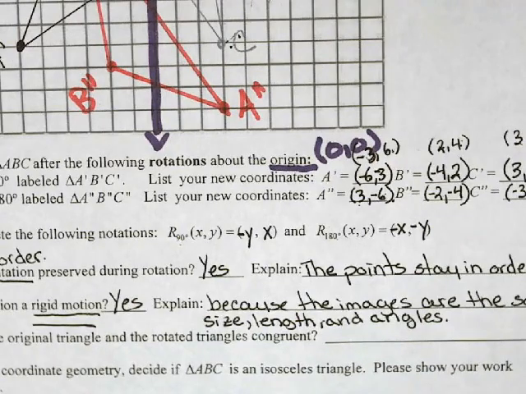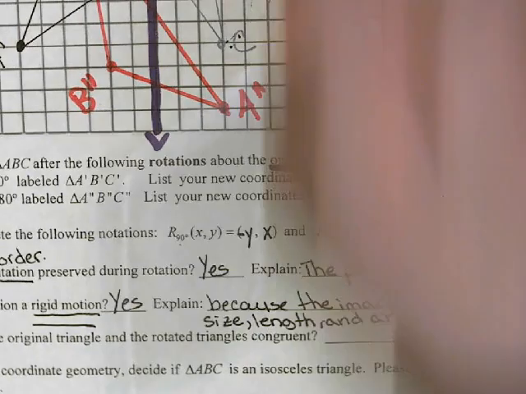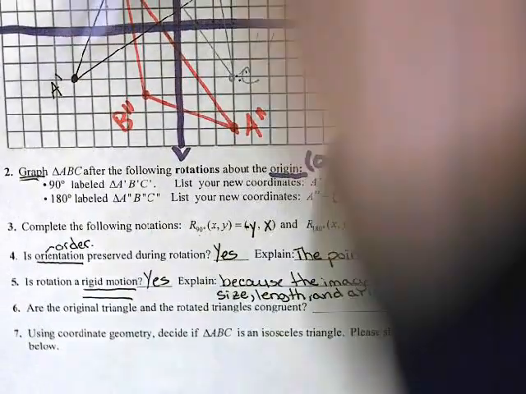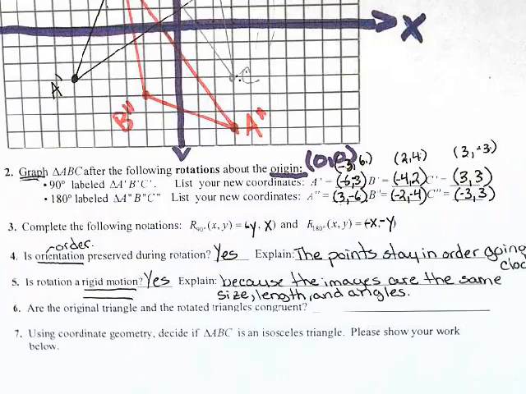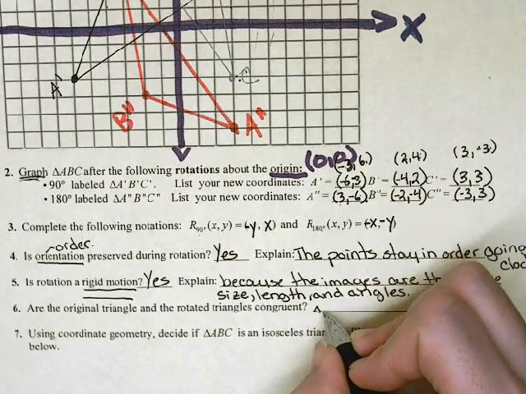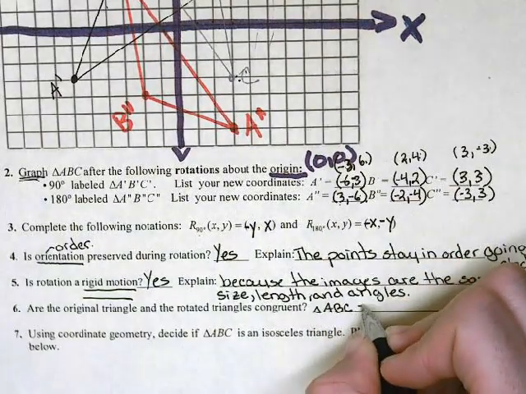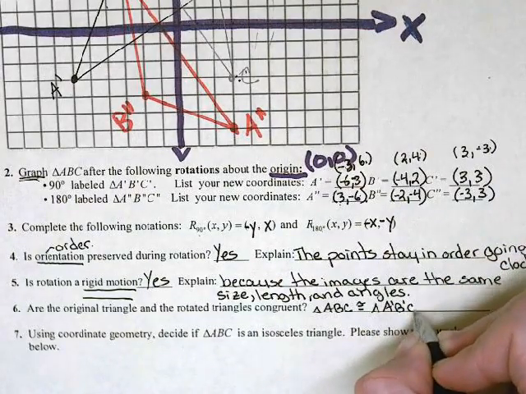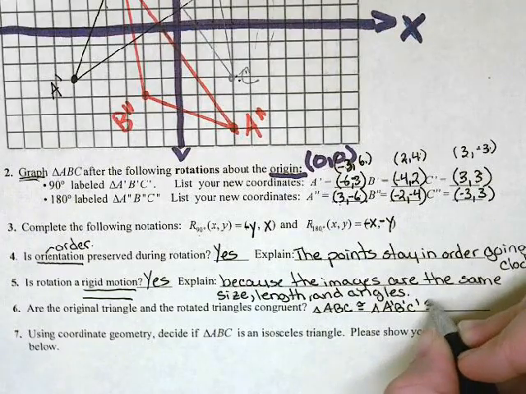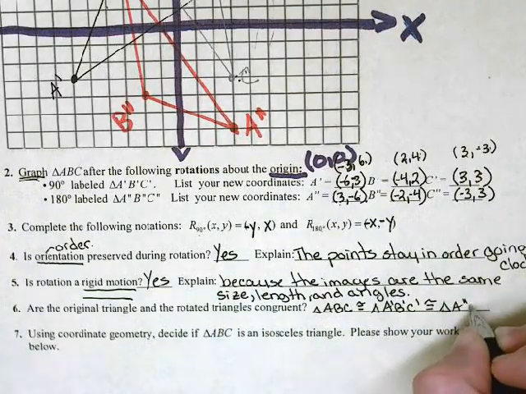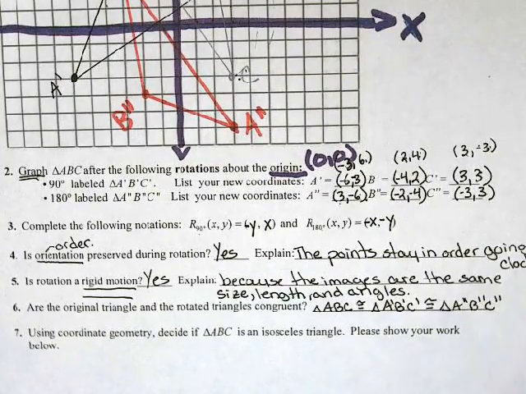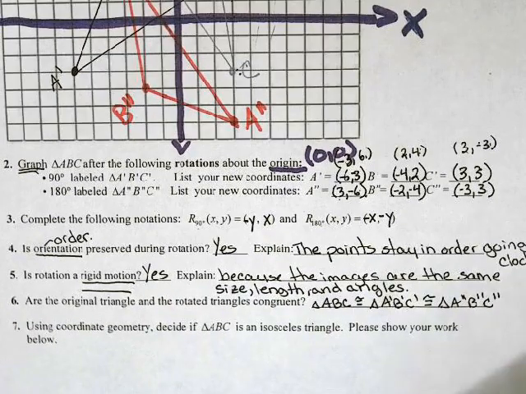So if a rotation is a rigid motion, then that would make sense that all the triangles would then be congruent. So triangle ABC would be congruent to triangle A prime, B prime, C prime, which would also be congruent to triangle A double prime, B double prime, and C double prime, meaning all three of them are the same size, the shape, the angles, everything about them is the same.